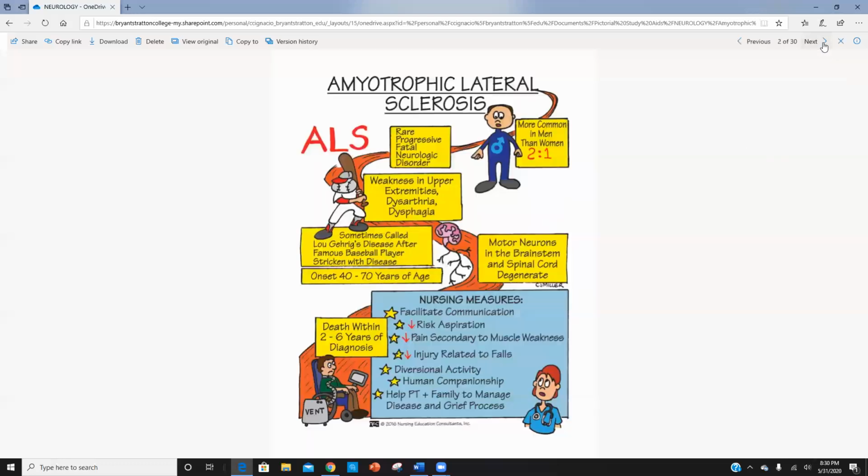Okay, going to the next pictorial that we have, ALS. There's a lot going on in this picture, but let's talk about ALS. ALS is a progressive, invariably fatal neurologic disease that attacks the nerve cells, the neurons, that control voluntary muscles, also known as Lou Gehrig's disease.